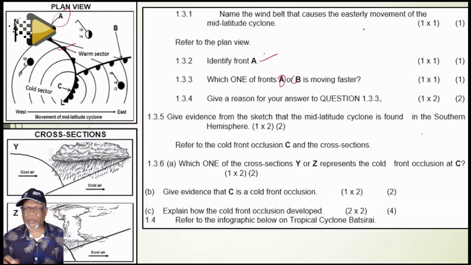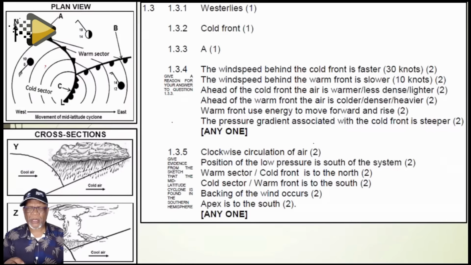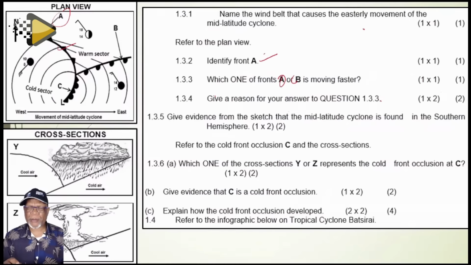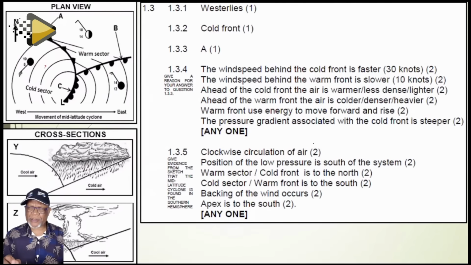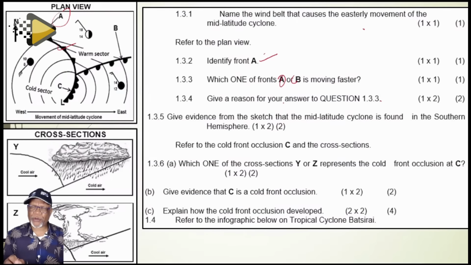So those are the questions that you are expected to answer there. I'm looking at the wrong questions here. I'm answering the wrong question. Give reasons for your answer. Here it was, why is it moving faster? So those are the answers that you could give. So here, these are the answers to 1.3.4, this one.